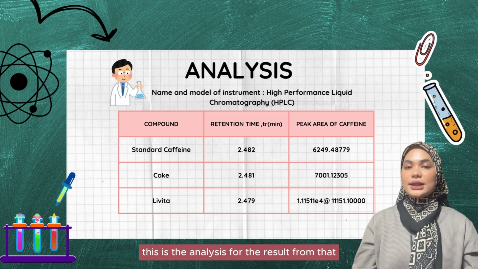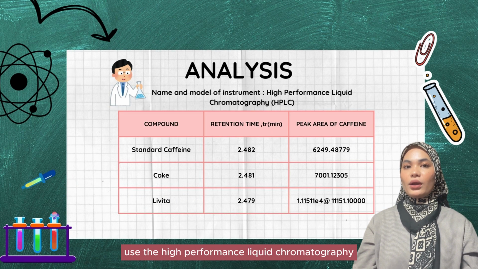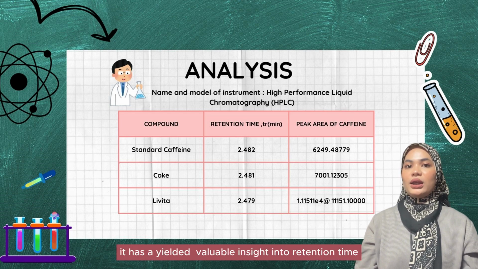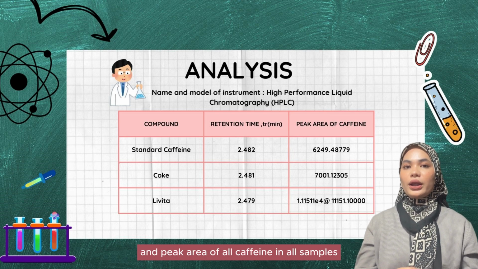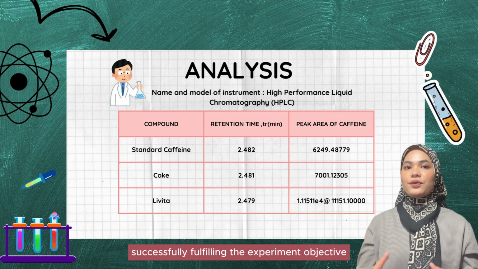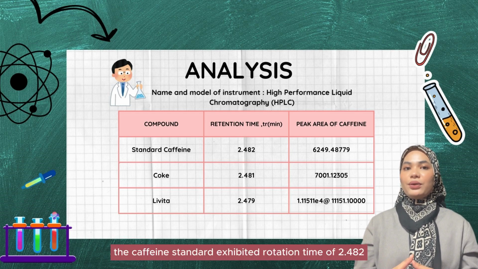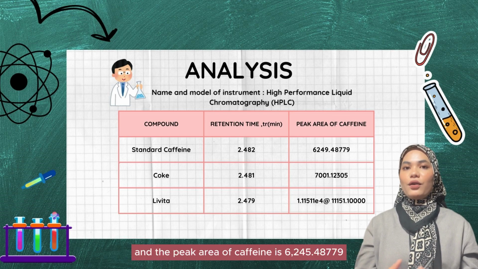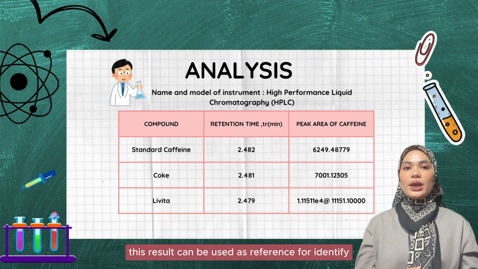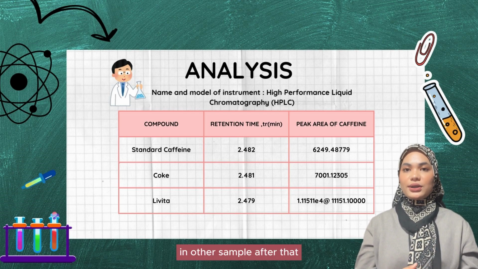From the table, this is the analysis of the result from the high-performance liquid chromatography, known as HPLC. It has yielded valuable insight into the retention time and peak area of caffeine in all samples, successfully fulfilling the experiment objective. The caffeine standard exhibits a retention time of 2.482 minutes and a peak area of 6,245.48779. This result can be used as a reference for identifying caffeine in other samples.